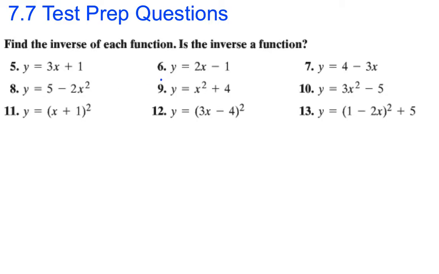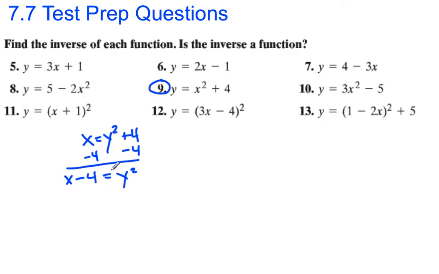I want to do number 9. All right, so to find the inverse of the function, we're going to switch the x and the y. So this becomes x equals y squared plus 4. Subtract 4 from both sides. X minus 4 is y squared. Now we want to take the square root of both sides. That square root cancels out the square. And we have y equals the square root of x minus 4.